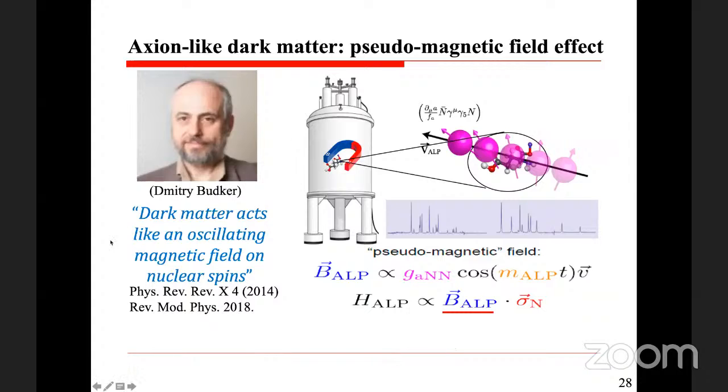Professor Dmitry Budker several years ago proposed that NMR may be a good setup to search for axion dark matter. Here we can see this Hamiltonian. The Hamiltonian describes the axion and nuclear coupling. The dark matter can generate an effective magnetic field.